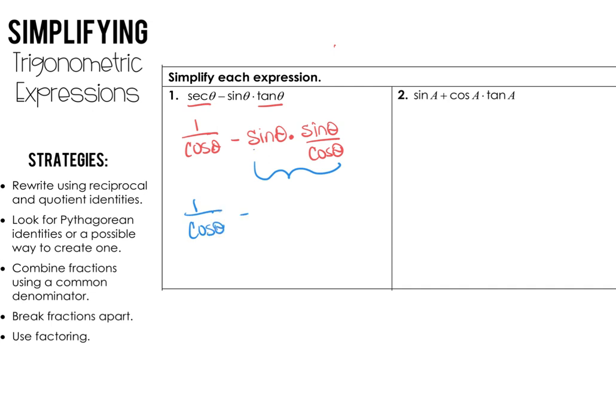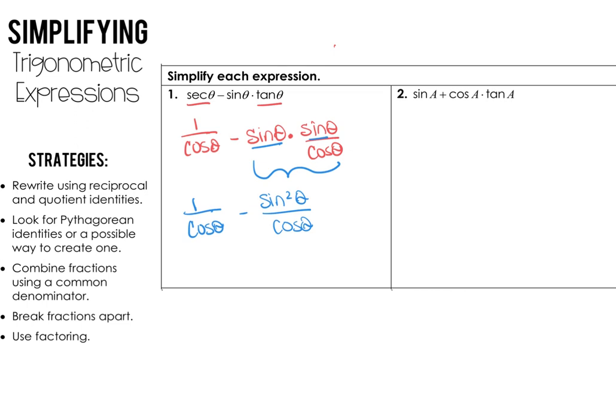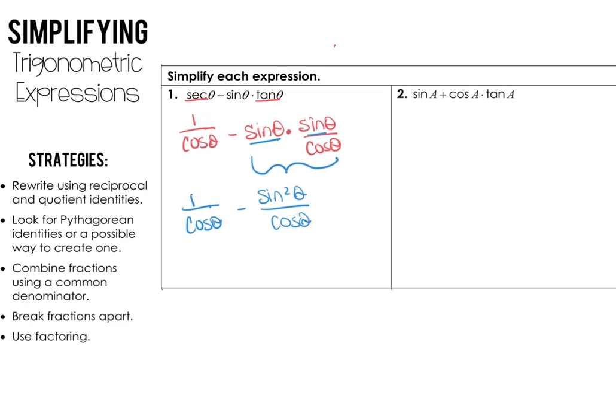Here I'm just multiplying sine times sine. What is sine times sine? So I have sine squared over cosine. Now here I already have common denominators. So when I already have common denominators, I can just combine that numerator. All right, so if I combine that numerator, I have 1 minus sine squared of theta over cosine of theta.